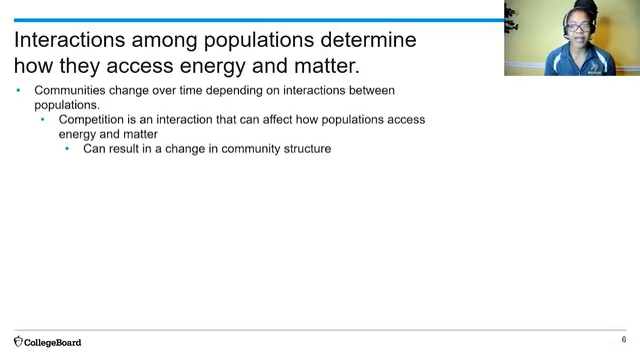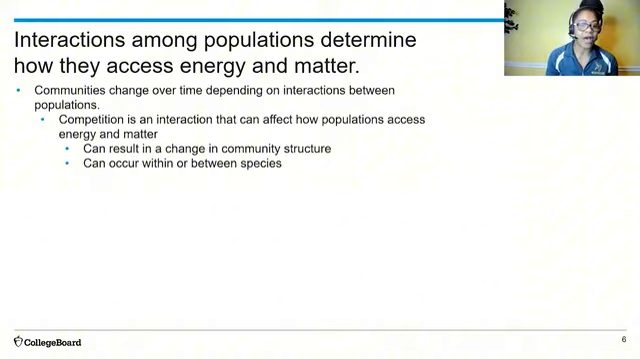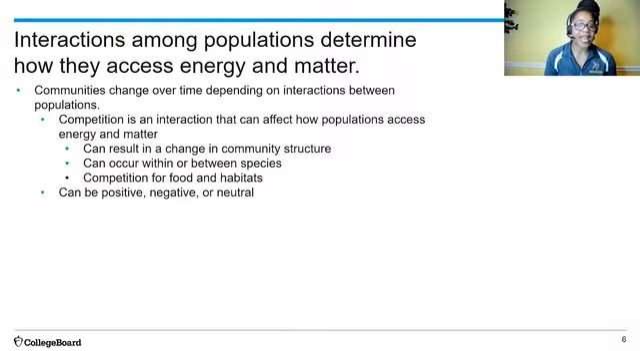This competition aspect of a community can result in some changes in community structure. It's important for us to understand that when we're talking about competition, we could be talking about competition within a species, meaning two bears of the same species competing for the same food source, or we could be talking about competition between species. Maybe you would have a wolf competing with another carnivore in the community for a food source. Organisms compete for food and for habitats, and these interactions can be positive, negative, or neutral.